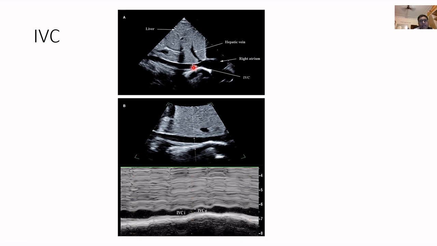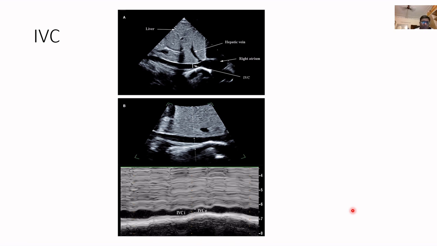And here we can put the pulse wave signal at the IVC, and then you can use the M mode signal. This will give you a lot of variations, inspiratory and expiratory, based on whether the patient is breathing spontaneously or on positive pressure ventilation. There will be changes in the IVC sizes.